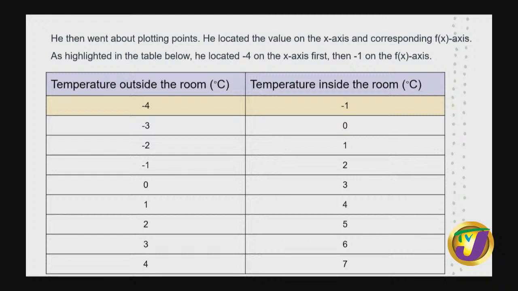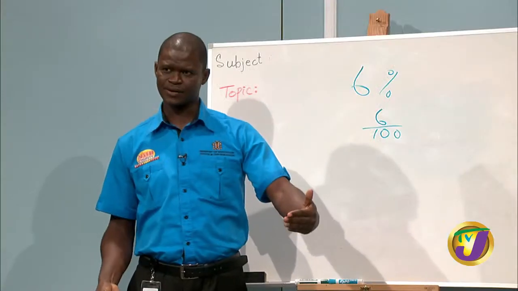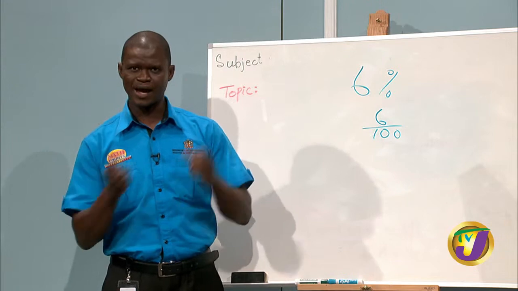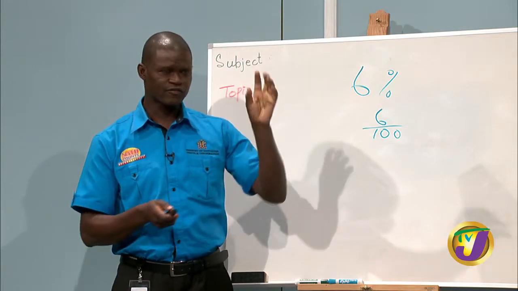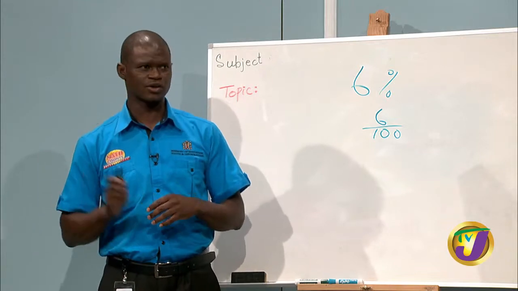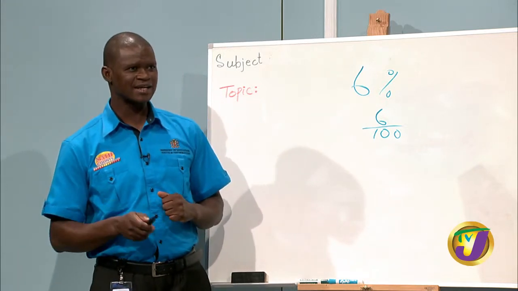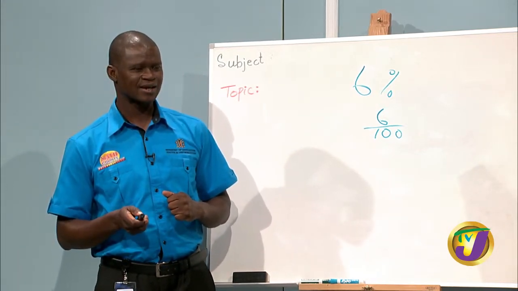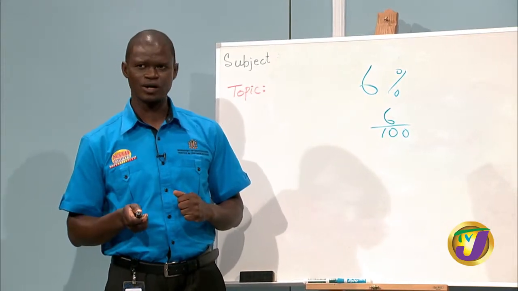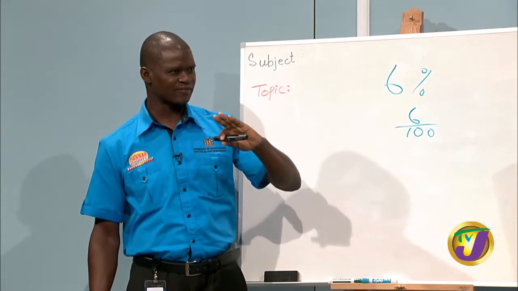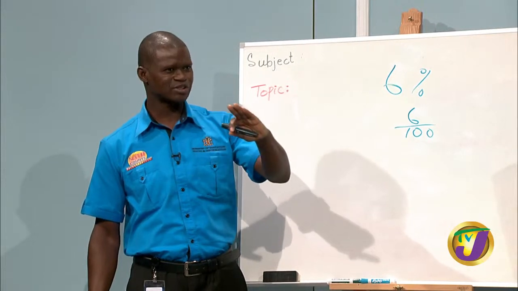Now, he located the value on the x-axis and corresponding f of x values. Now, again, this is important. Your x-coordinate is always before your y. As we have seen in our ordered pairs before, the first value is your x, the second one is your y. So he located those. As highlighted in the table below, he located -4 on the x-axis first, then -1 on the f of x axis.